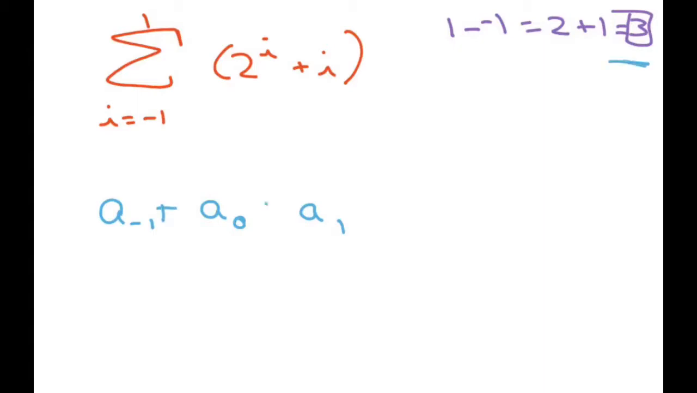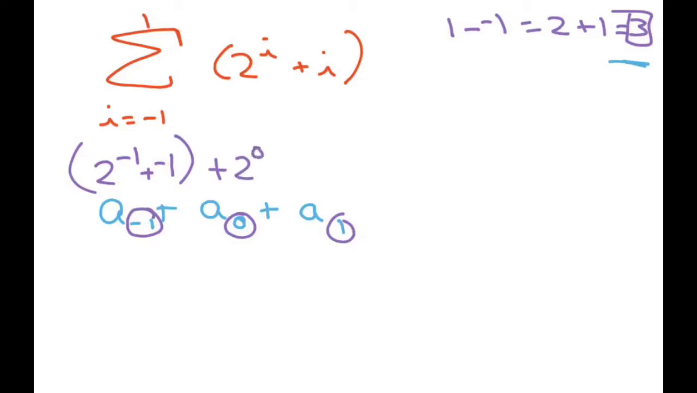And you add those up, and we're plugging in our index numbers here. So plug in negative 1, you have 2 to the negative 1 plus a negative 1, plus 2 to the 0 plus 0, plus 2 to the first power plus 1.